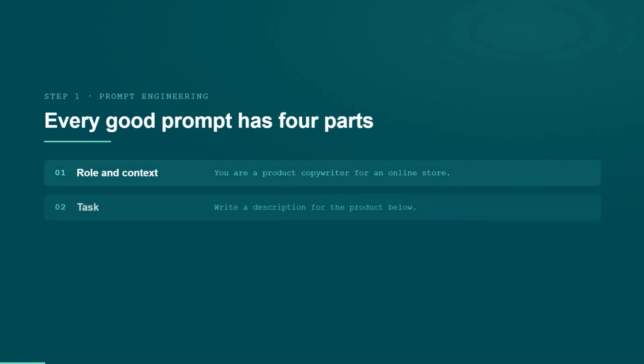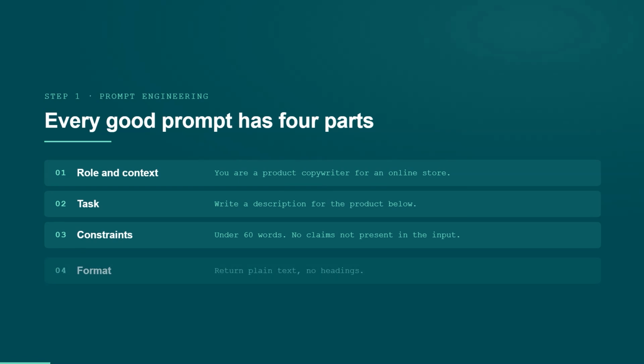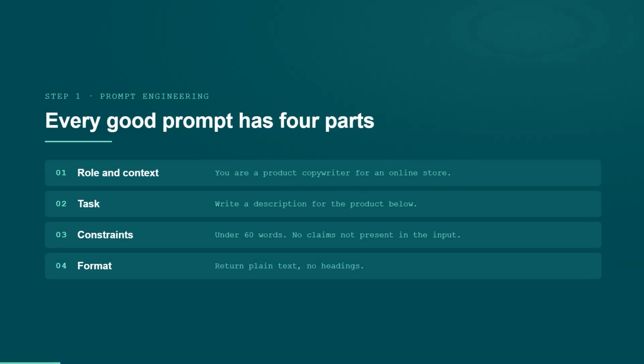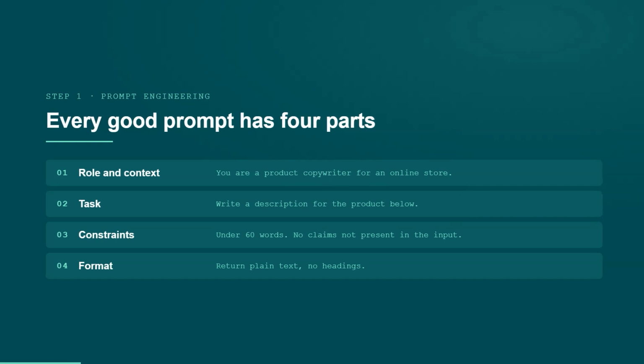A well-structured prompt has 4 parts: role and context, who the model is acting as and what situation it is in. The task, exactly what you want produced. Constraints, length, tone, and what it must not do. And format, how the result should come back. Write all 4 every time, even when the task feels simple.